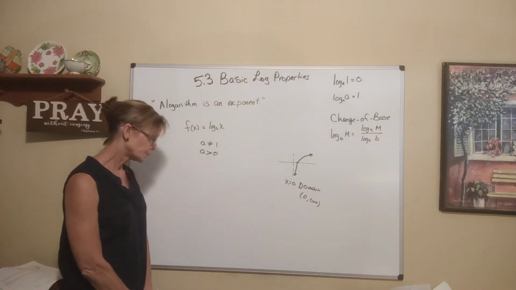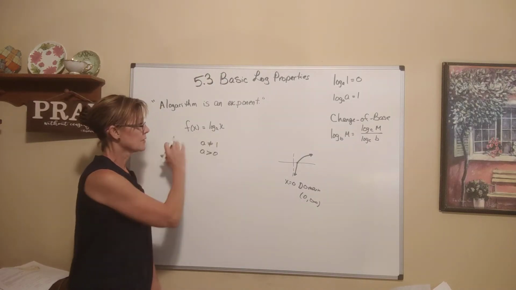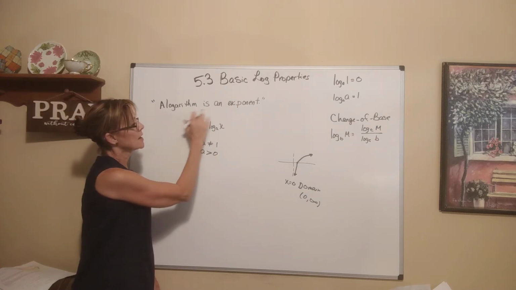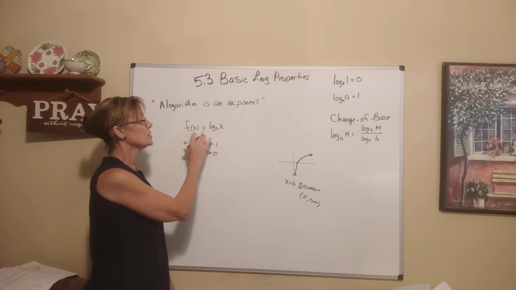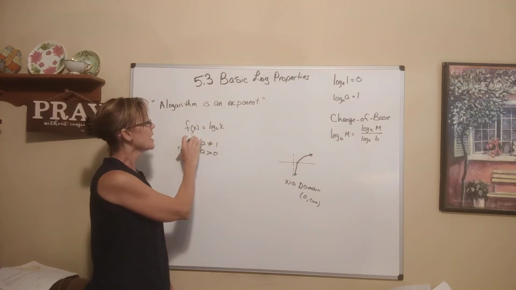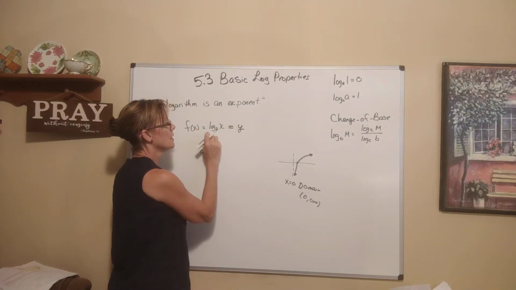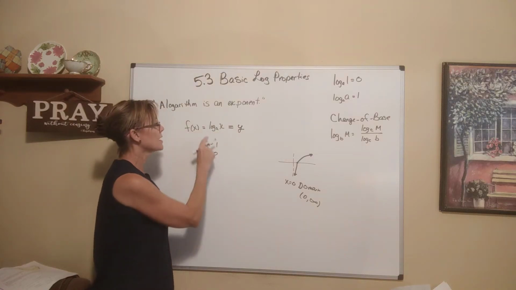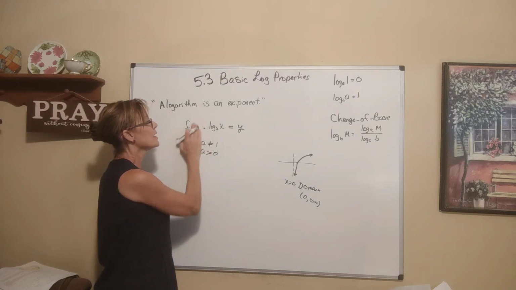Okay, so this is the logarithmic function, and this is the statement: a logarithm is an exponent. This is an equation in logarithmic form. Sometimes we write f of x, sometimes we write y equals. So I'm going to write this as log base a of x equals y, which is exactly the same thing as y, or f of x, equals log base a of x.